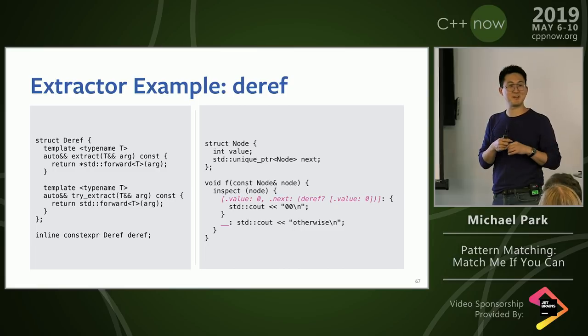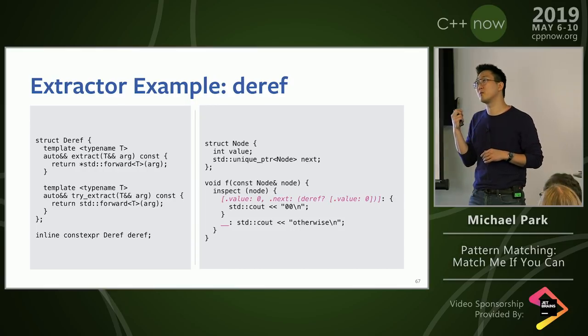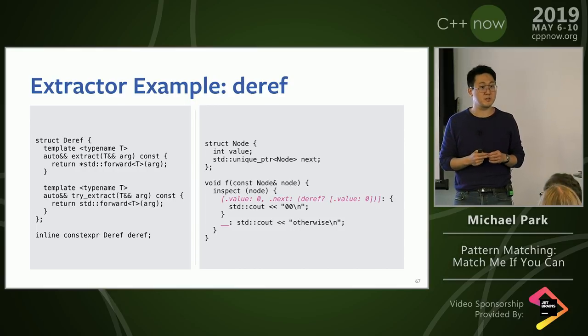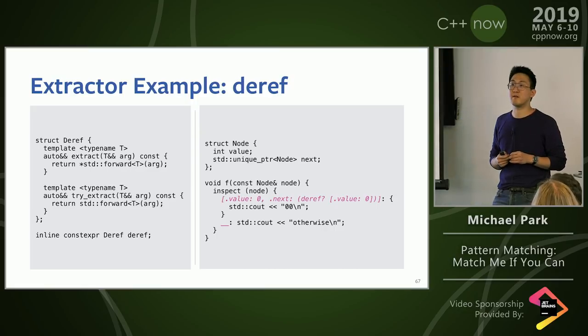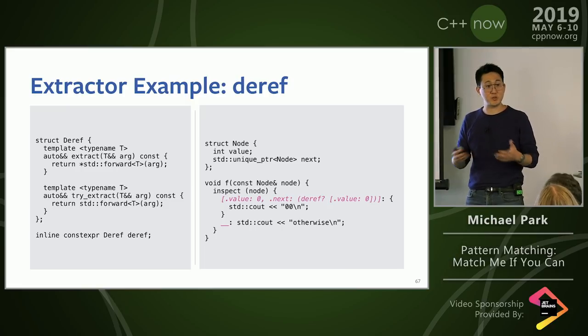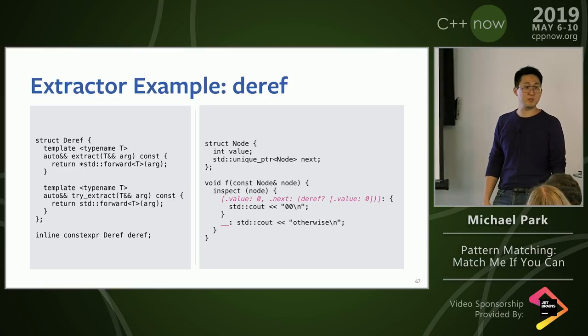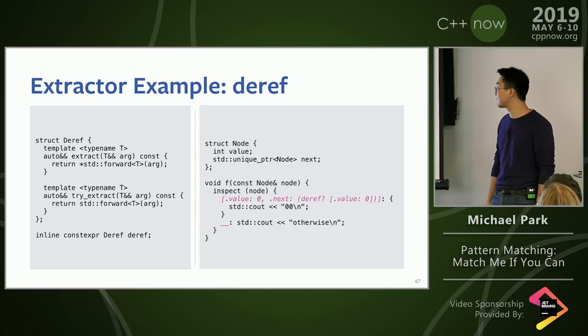Yeah? Given that deref can be written as a library, why add special syntax for it? So the motivation there was that given how prevalent pointers are in C++, we wanted to have nice syntax, especially because pattern matching is going to be a useful case for inspecting trees. And most of the trees have pointers. And so that was the motivation, to make it a bit lighter on the syntactical load. Any other questions?